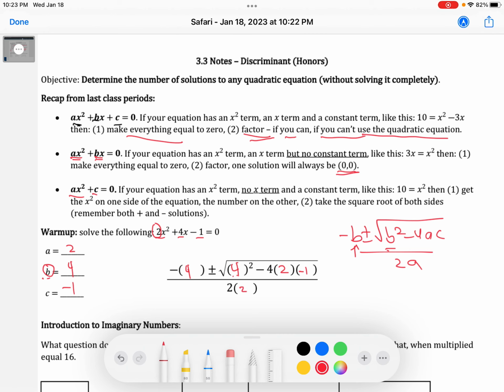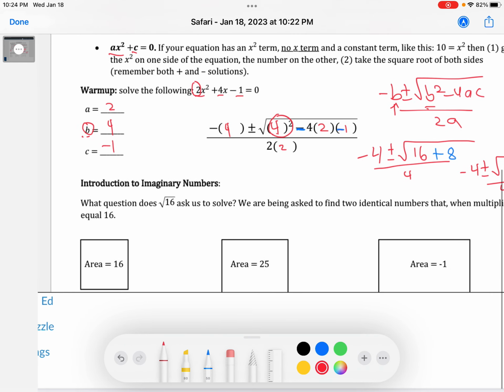Okay, so just cleaning this up a little bit. Negative 4 plus or minus the square root of 4 squared is 16. Here we've got a negative and a negative. Negative times a negative is going to make a positive. 4 times 2 is 8. And then all of that over 4. Okay, cleaning this up a little bit more. Negative 4 plus or minus the square root of 16 plus 8, which is 24, all over 4. And we could simplify it a little bit more, but let's just leave it at that for now.